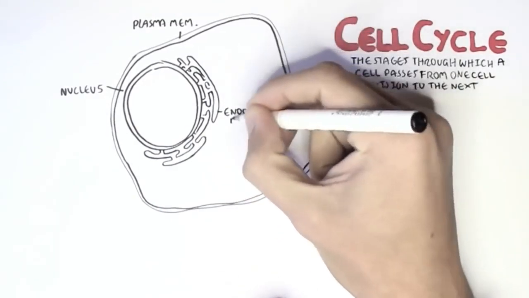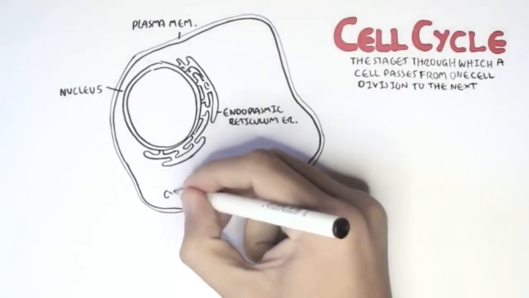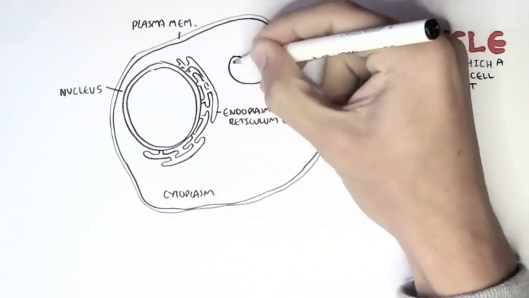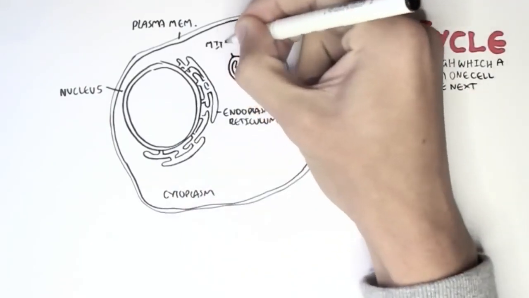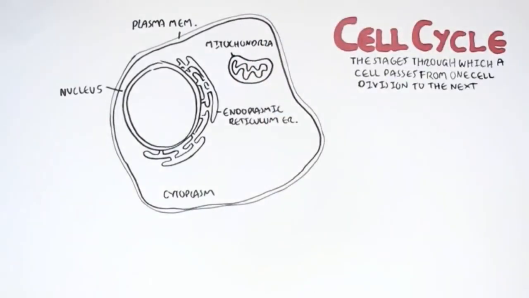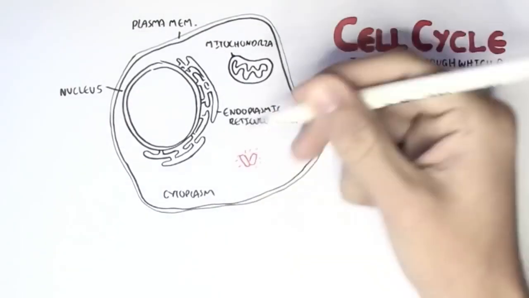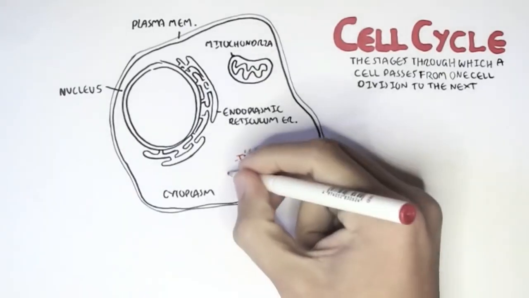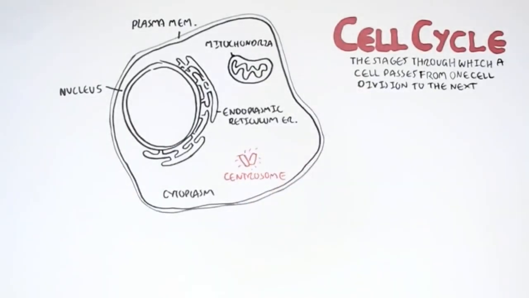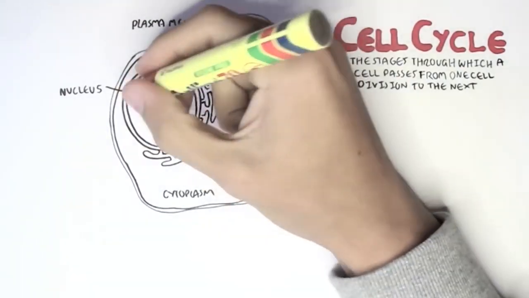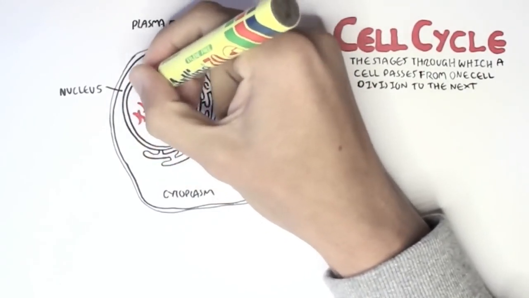The surrounding area outside the nucleus is known as the cytoplasm. The cytoplasm contains many cell organelles, such as the mitochondria, which is the cell's powerhouse. It makes ATP. And also, there's Golgi, which I haven't drawn. But the main thing to take out of this is that in the cytoplasm, we also find centrosomes. Centrosomes are important in cell division because they help in separating the cells with their microtubules.